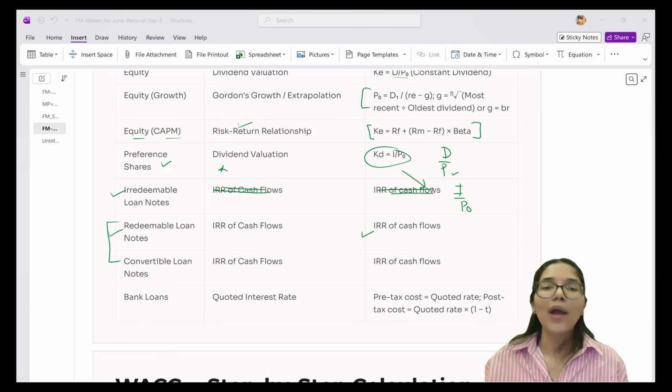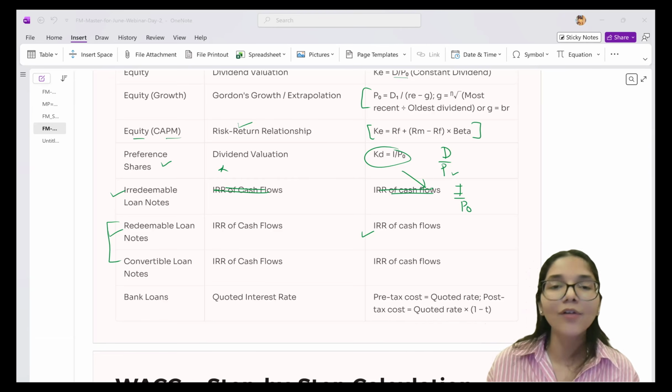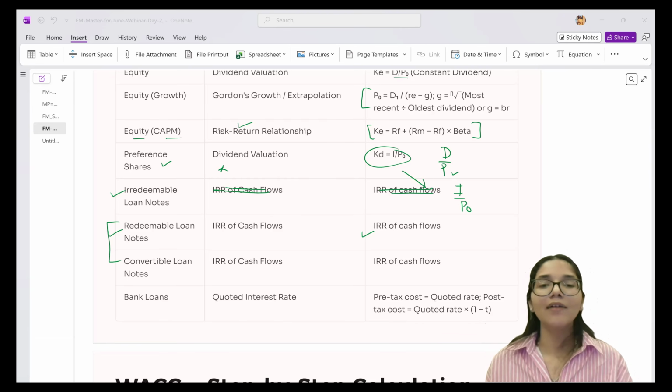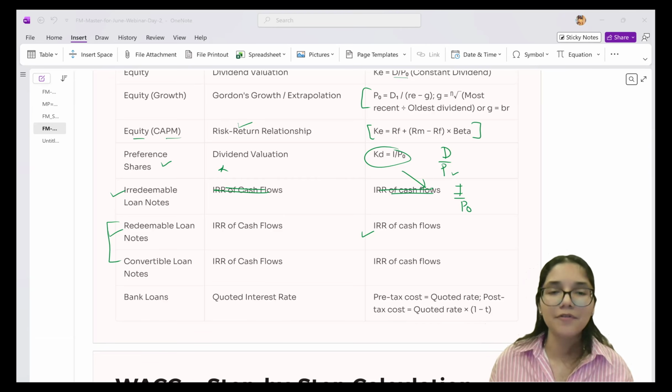On the other hand, when we are doing the valuation, it's the market value. It is something which happens in the market. So the company is not buying and selling these loan notes. The investors are buying and selling these loan notes. So whenever I am calculating the market value, market value is always from the perspective of the investors.